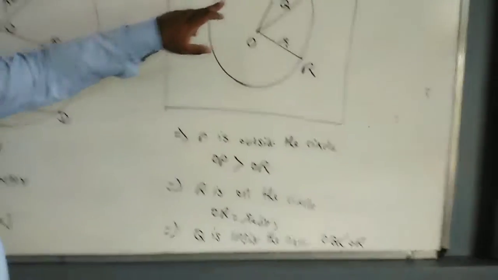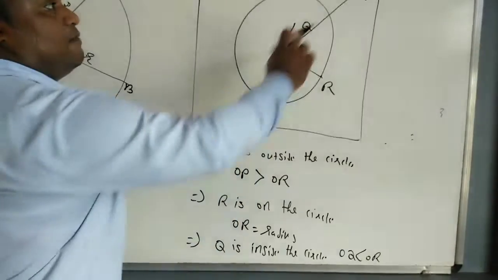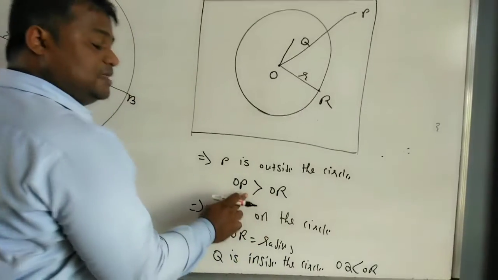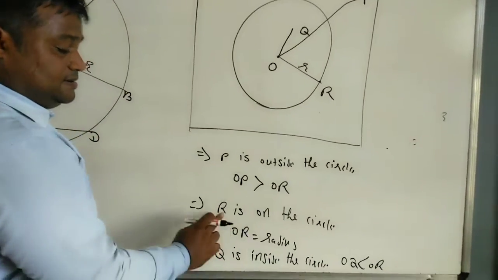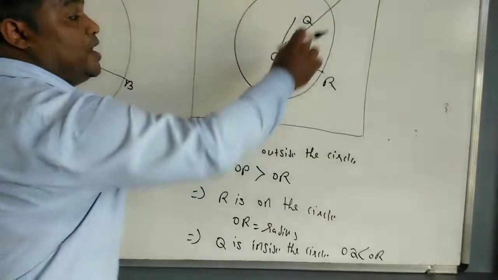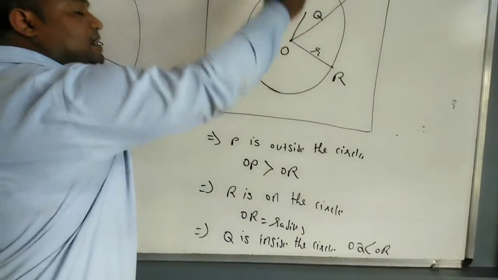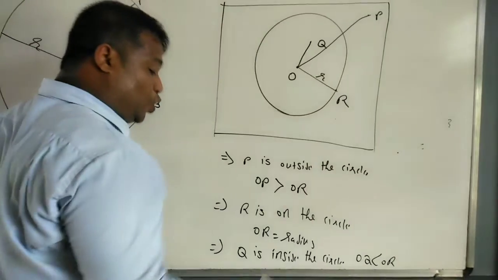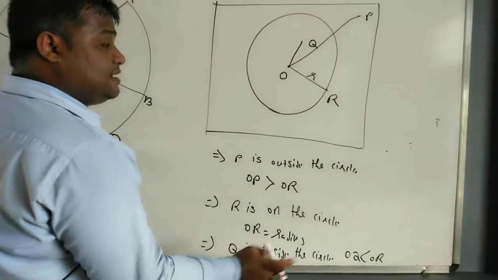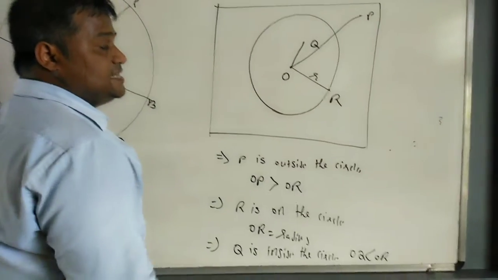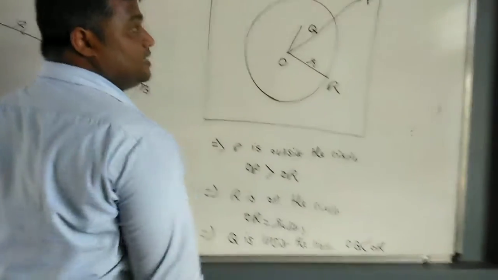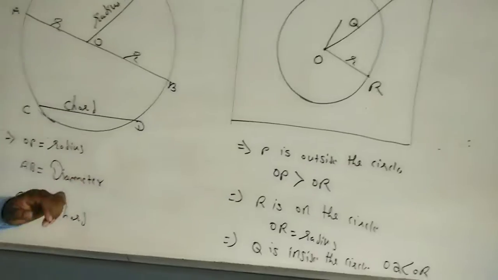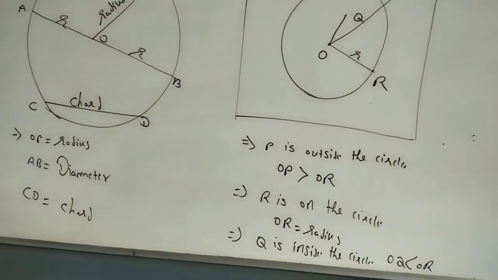See, you are able to understand this condition properly. When P is outside the circle, OP is always greater than your radius. R is on the circle. When you take any point on the circle, it becomes the radius from the fixed point, the center O of your circle. And Q is inside the circle, so OQ is always lesser than your radius.